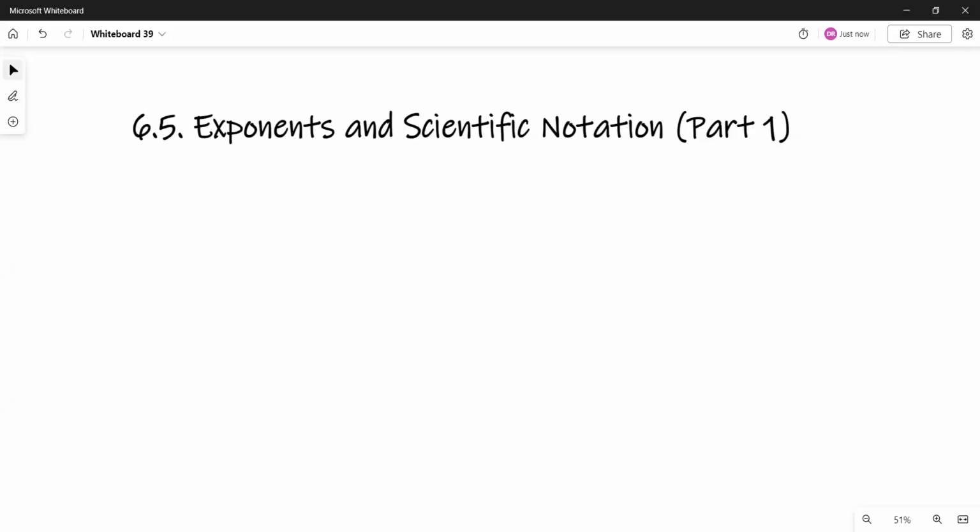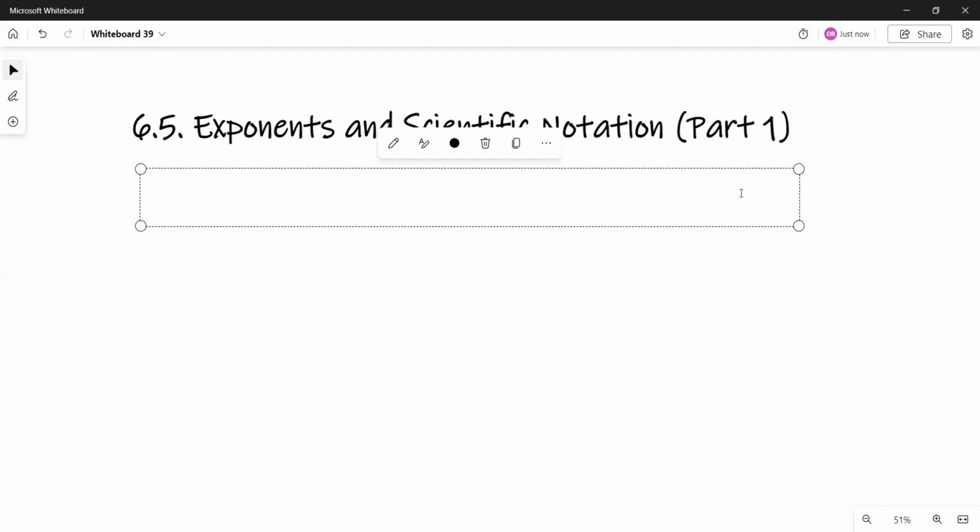Hello, I'm starting today the first part on section 6.5 on exponents and scientific notation. So the first part will be on the properties of exponents, and the second part will be on scientific notation. So first, we need to know that an exponent denotes repeated multiplication.